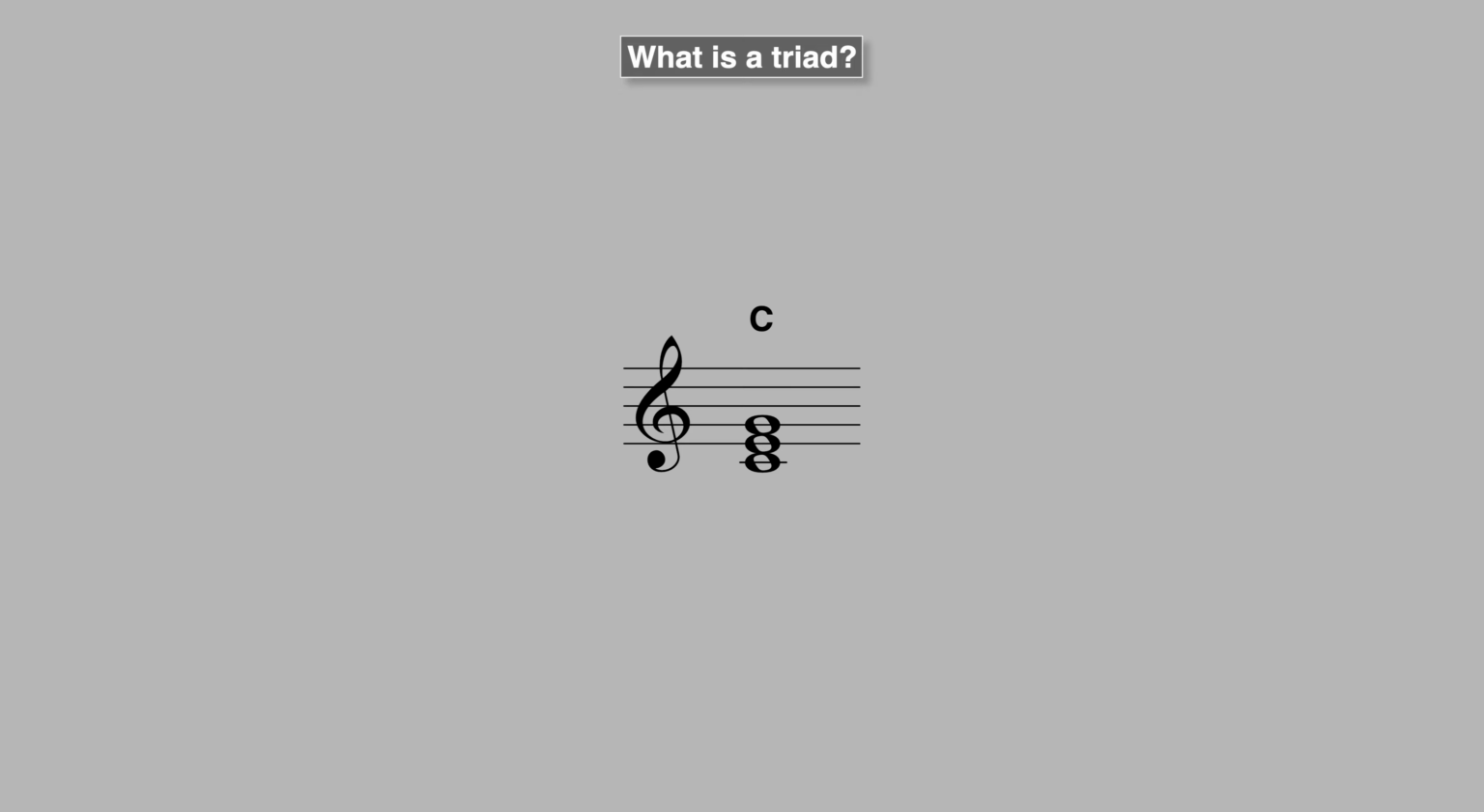So the bottom note is the root note, the middle note is the third, and the top note is the fifth. These stacking thirds are easily recognizable on the staff as they are either line or space notes, whereas the C major triad consists of three line notes. For example, the F major triad consists of three space notes.